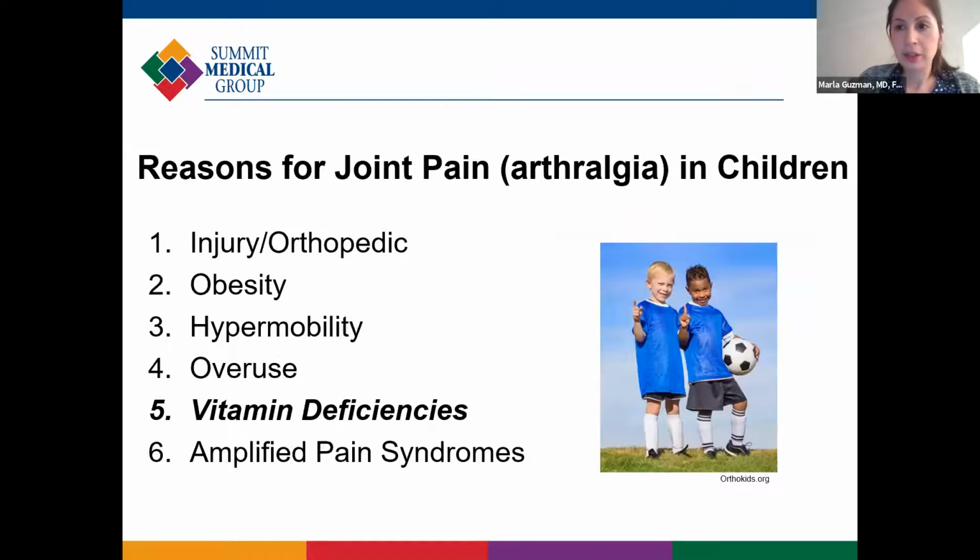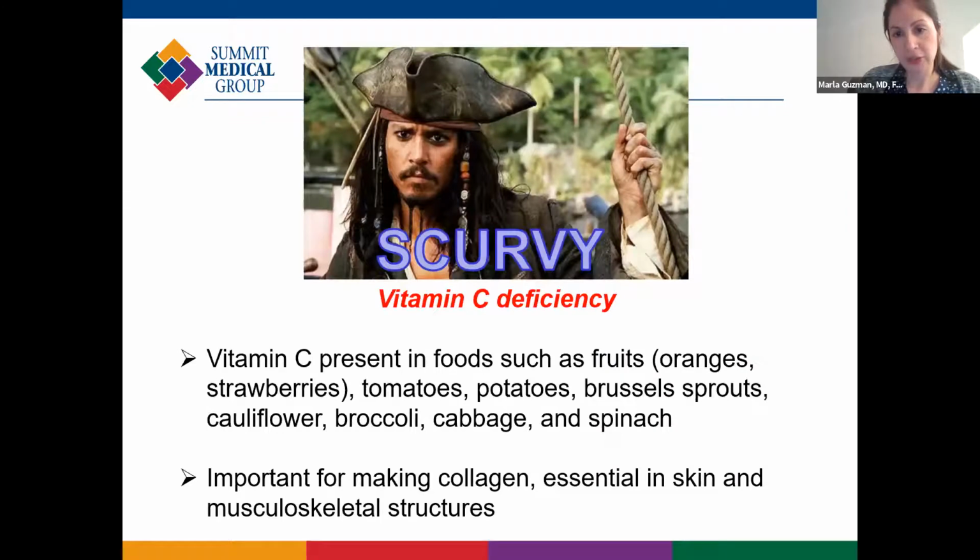Now, the next one is a little interesting. So I'm going to talk a little bit about one specific vitamin deficiency that may cause joint pain in children. So actually, vitamin C deficiency causes something called scurvy, which is kind of making a comeback. Usually we think of scurvy. Historically, it's been described in pirates because what happened is these pirates back in the day would have these bleeding gums, and no one really understood why.